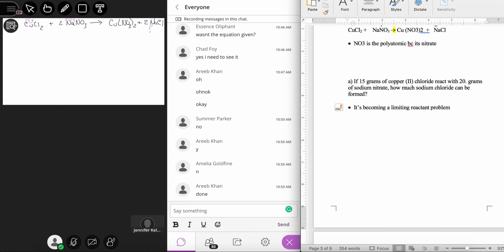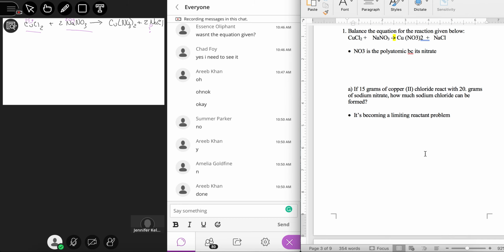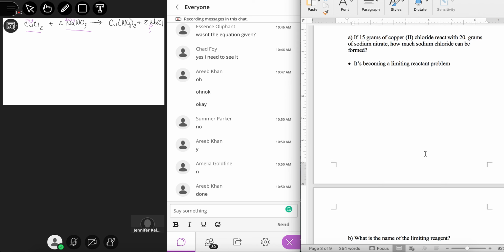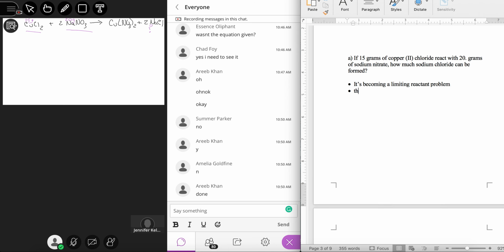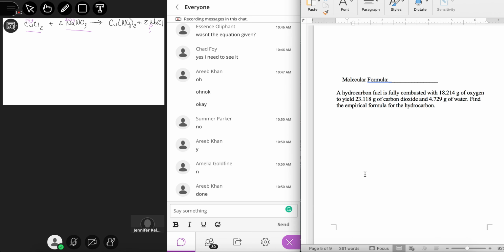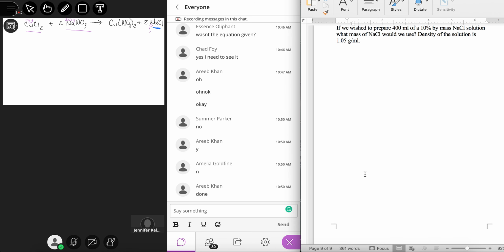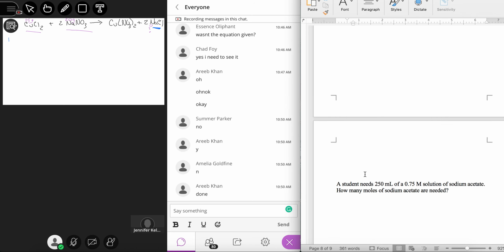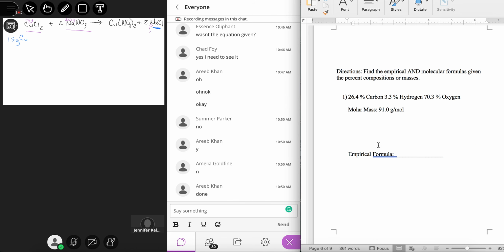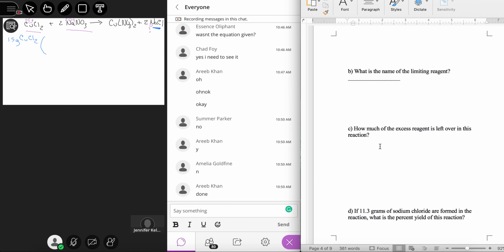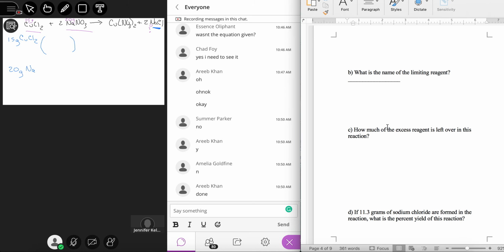So this one tells me about the copper chloride and about the sodium nitrate. So that's limiting reactant. So I'm going to find out how many moles of product can be formed. Now, it doesn't matter if I choose copper nitrate or sodium chloride, as long as I stick with the same product. But in this case, the question's specifically asking about sodium chloride, so I'm going to go ahead and convert to sodium chloride. So we've got 15 grams copper chloride and 20 grams sodium nitrate.